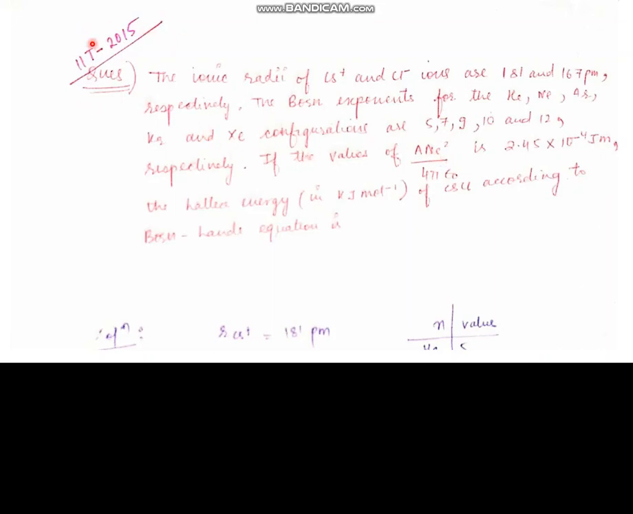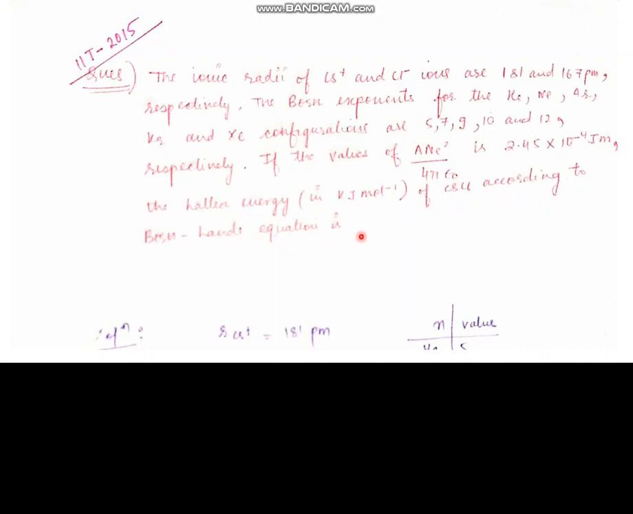So what does the question say? Let's try to understand that. The ionic radii of Cs+ and Cl- ions are 181 and 167 picometers respectively. The Born exponents for helium, neon, argon, krypton and xenon configurations are 5, 7, 9, 10 and 12 respectively. If the value of A N e^2 by 4 pi epsilon naught is 2.45 × 10^-4 joule meters, the lattice energy in kilojoules per mole of cesium chloride according to the Born-Landé equation is this.